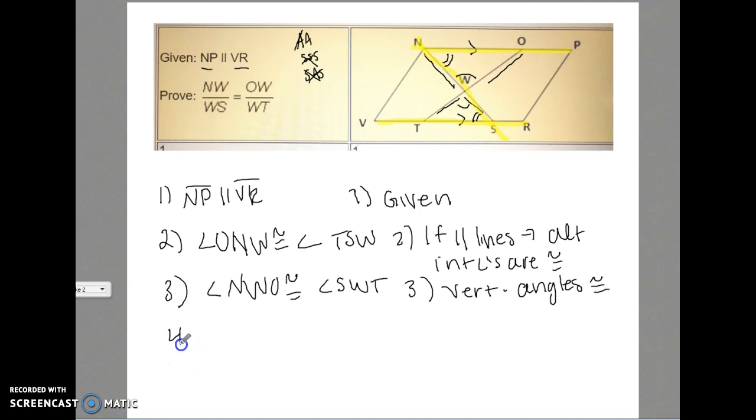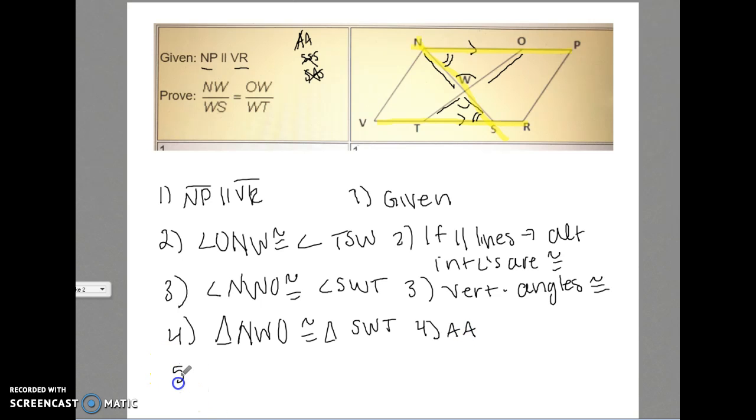Now I can prove that the triangles are similar. So let's make sure our similarity statements are okay. Starting with the first one, we know that triangle NWO, and I'm going in order, so just be careful. N was the double marking, W was the vertical, O was the non. So you have to go in the same order over here. S is the double marking, W is the vertical, T is the non. That is similar to triangle SWT, and that is by angle-angle.